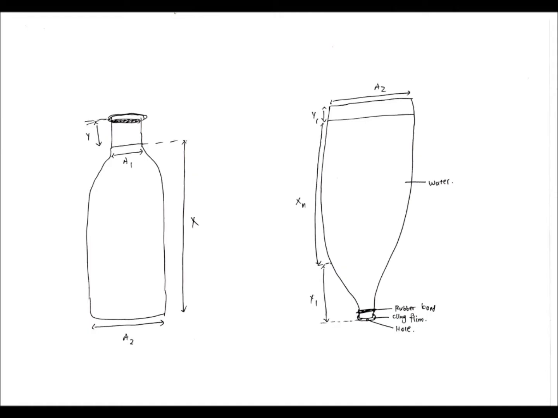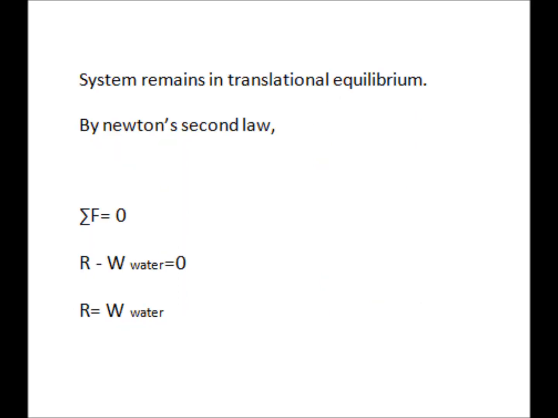Now that the bottle is being tilted, the water will exert a weight on the cling film since it's touching the cling film. In order to counter the weight exerted by the water, the cling film will have to exert a reaction force opposite to the direction of the weight of the water, such that the water does not leak out. By Newton's second law, since the system is in equilibrium, the resultant force of the system will be equal to zero.